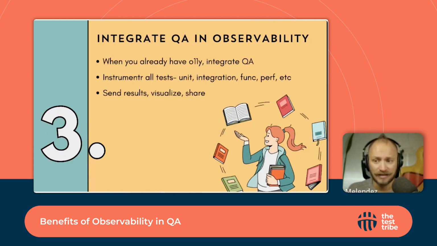Now, once you have observability in your teams, it's very easy to integrate QA into that observability. When you already have observability integrated, instrument your tests, especially the unit tests, your integration tests, your functional tests, performance tests, even penetration tests. If you have your front end instrumented, you will be able to get observability even from exploratory tests. You will know what was the situation. So it's really, really powerful. And make sure to send those results, make them available to be visualized and shareable.